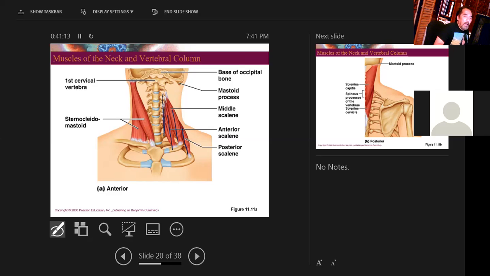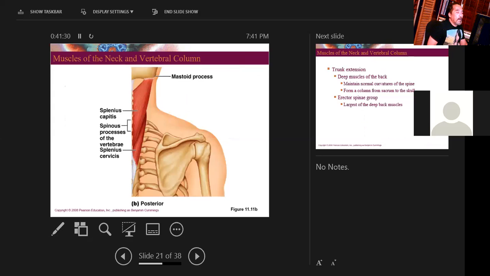I've got my anterior, middle, and posterior scalene. Okay. And this one is still the sternocleidomastoid. I call it SCM, sternocleidomastoid. All right, so moving on. Okay, I'm looking at the back. Now we're going to study the muscles of the back. They're going to be the erector spinae muscles, but anything that is close to the neck, they call it splenius.